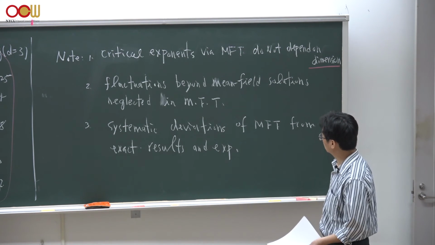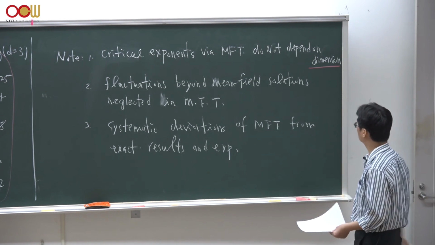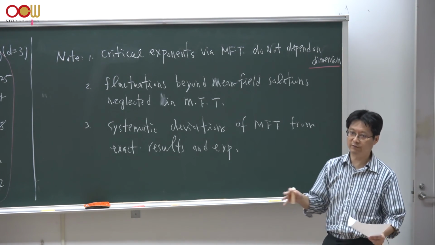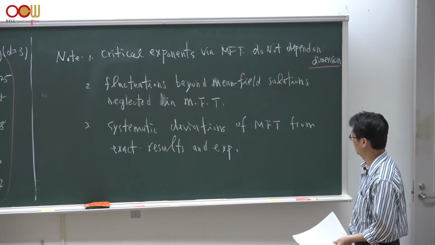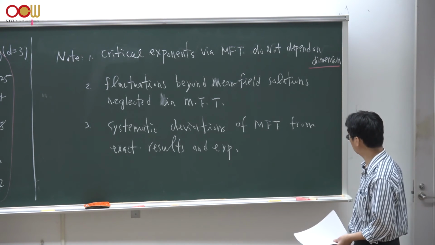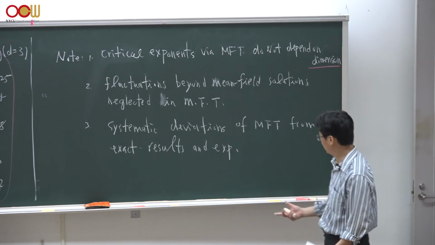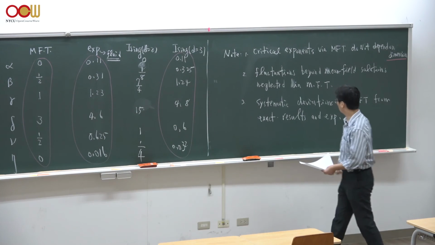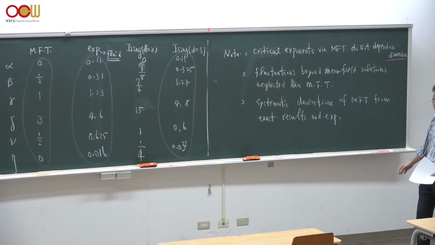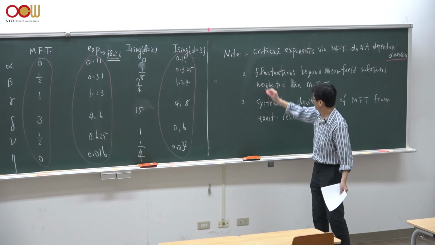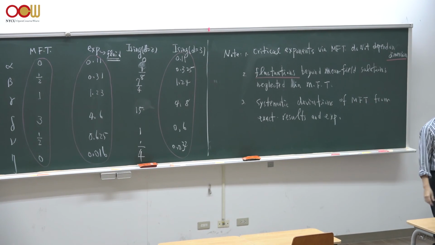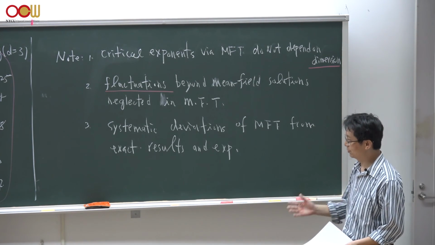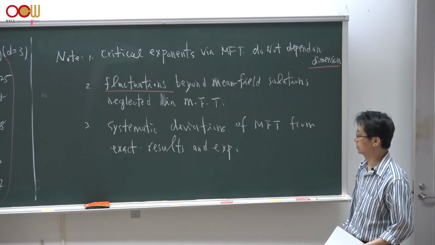The second note is that the fluctuations beyond the mean field solutions are neglected here, which we'll address later. So this is a very crude approximation at the mean field level. And number 3 is that there are systematic deviations of the mean field predictions from either the exact results or the experimental data, as you can see from the table right here. To actually cure these deviations, we need to include the fluctuations beyond the mean field more seriously and rigorously, which will be addressed later. Okay, so this is the first and easiest, simplest way to get the critical exponents, which is the mean field theory.